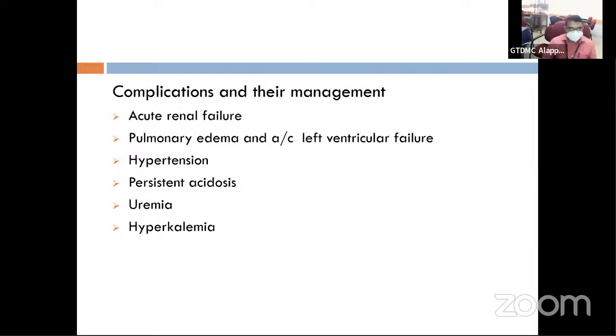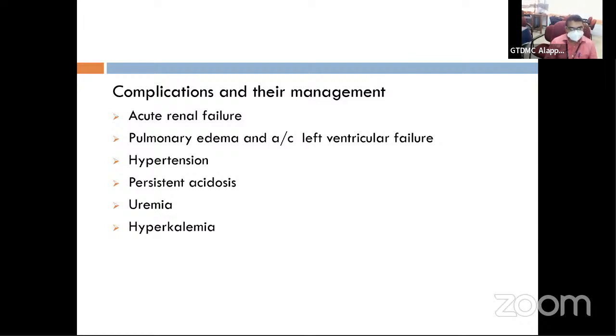And another complication is persistent acidosis. When you look at the ABG, pH will be persistently on the lower side. That is, pH less than 7.2 is an indication for peritoneal dialysis. Persistent acidosis is an indication for dialysis.